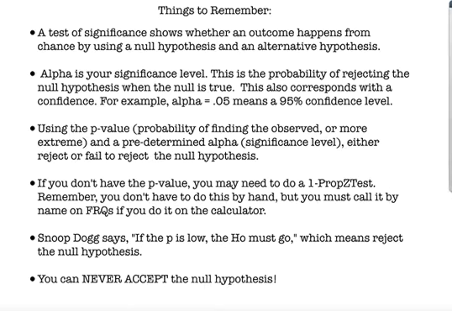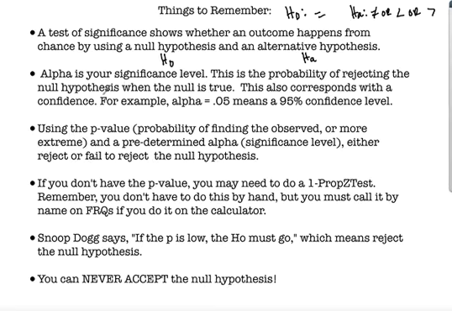So that's going to show whether an outcome happens from chance or by using a null hypothesis and an alternative hypothesis. Your null hypothesis you're going to write is H sub 0 or H naught, and your alternative hypothesis is H sub A. Now, you can always write your null hypothesis as being either x bar or mu equal to, and your alternative hypothesis is either going to be not equal to or less than or greater than.